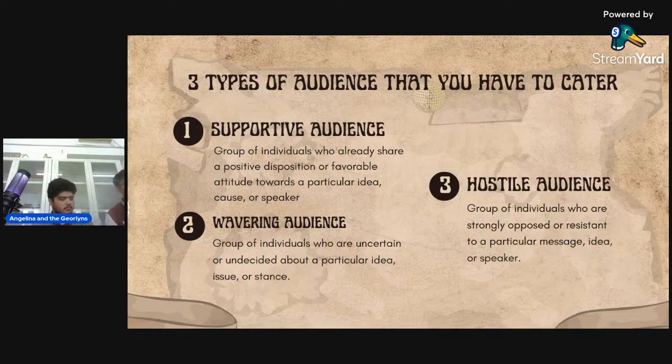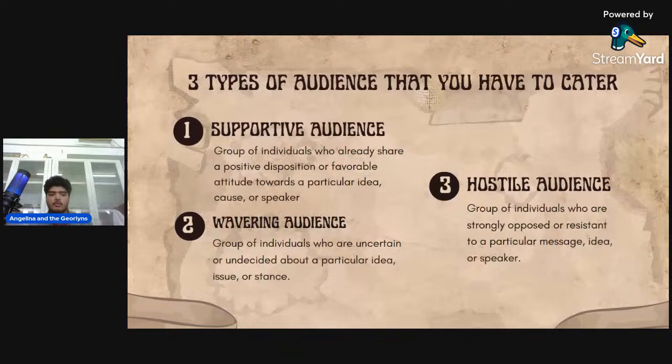Like you can see them either cheering for you or being in a positive mood because of what you have said. Next is wavering audience, a group of individuals who are uncertain or undecided about a particular idea, issue, or stance. So a wavering audience is the people do not know if they're with you or not with you, and they're still deciding. So as a person who's going to persuade them, this is your chance to persuade them into your side. Because a wavering audience have no opinion if they are with you or not with you.